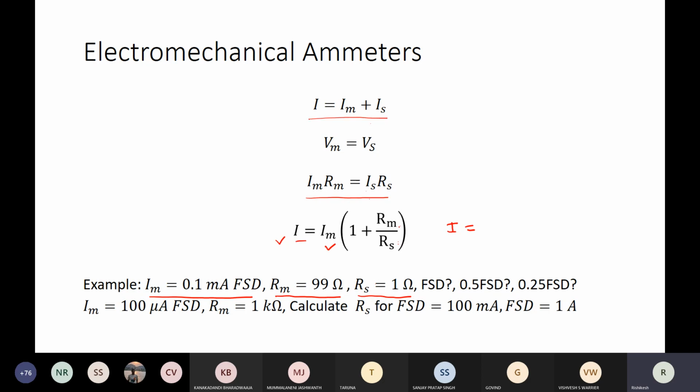What will be the value? How much is I? 10 milliamps.